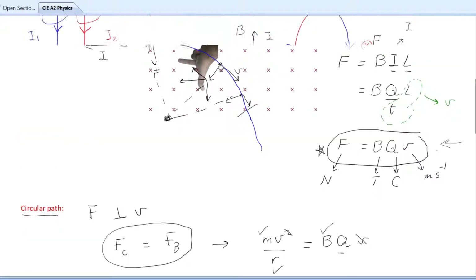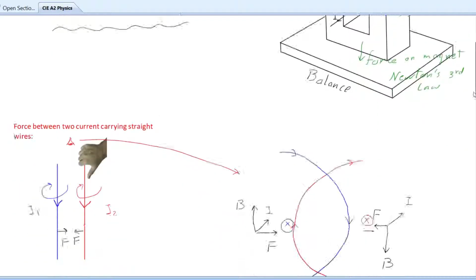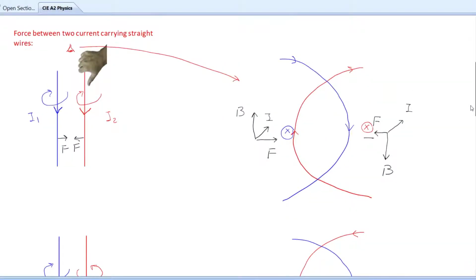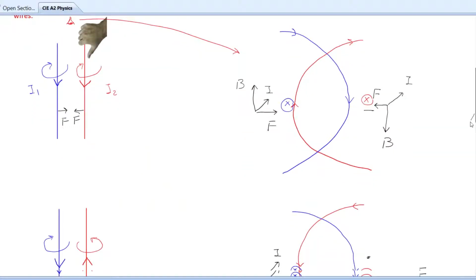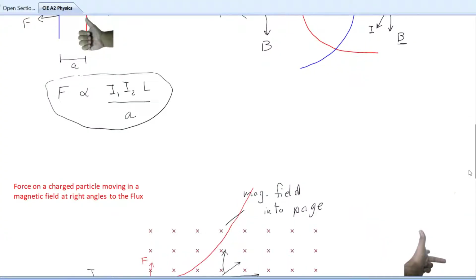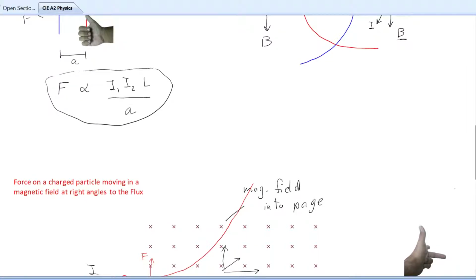You can be asked about using a balance to measure the current. So basically the change in the force is equal to the magnetic force. You can be asked about two wires carrying current in opposite directions or in parallel, same direction. So same direction, attractive force, opposite direction, repulsive force, and the force is proportional to the current's length and inversely proportional to the separation between the wires.